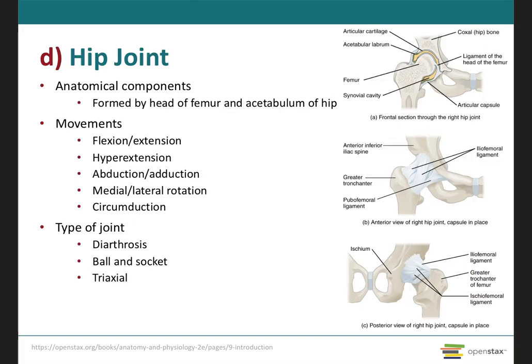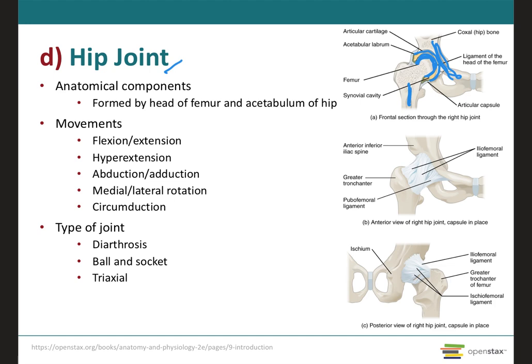Next, we have the hip joint, which is going to be formed by two bones. This would be the femur and the coxal bone right over here. With regards to the bone features, you're going to have the head of the femur, which will articulate with the acetabulum, which is this big fossa that is made up of the three bones that form the coxal bones, so the ilium, the ischium, and the pubis.